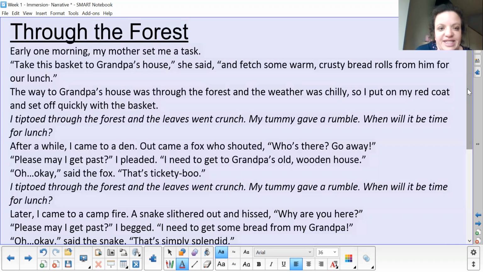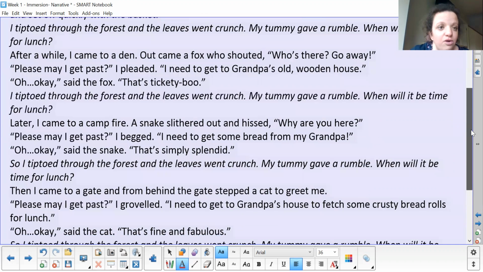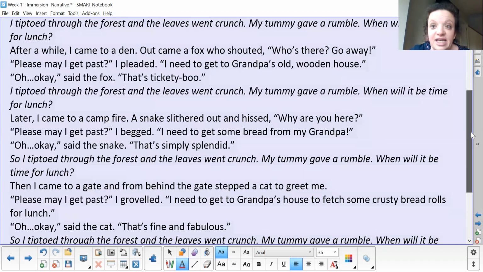After a while, I came to a den. Out came a fox who shouted, "Who's there? Go away." "Please may I get past," I pleaded. "I need to get to Grandpa's old wooden house." "Oh, okay," said the fox, "that's tickety-boo."